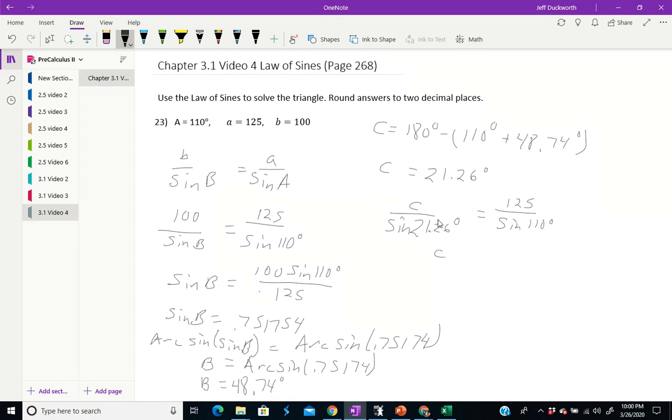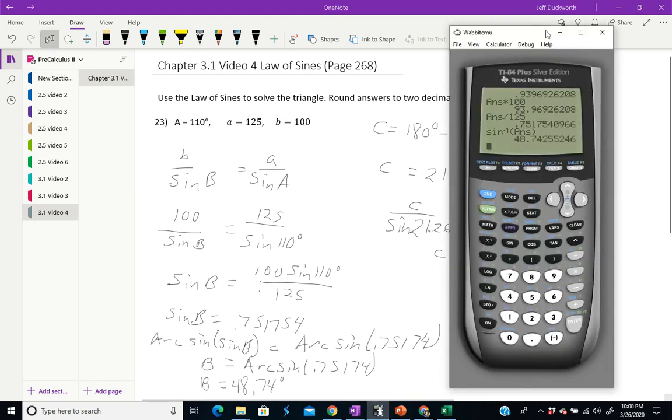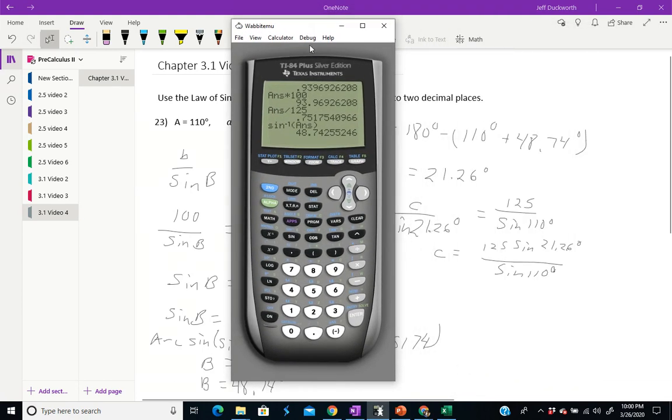So we have c equaling 125 times the sine of 21.26 degrees all over the sine of 110 degrees. I'm just multiplying on each side by the sine of 21.26. And now we need to go to the calculator and do this. Let's move it over so we can see what we have here. All right, so sine of 21.26.